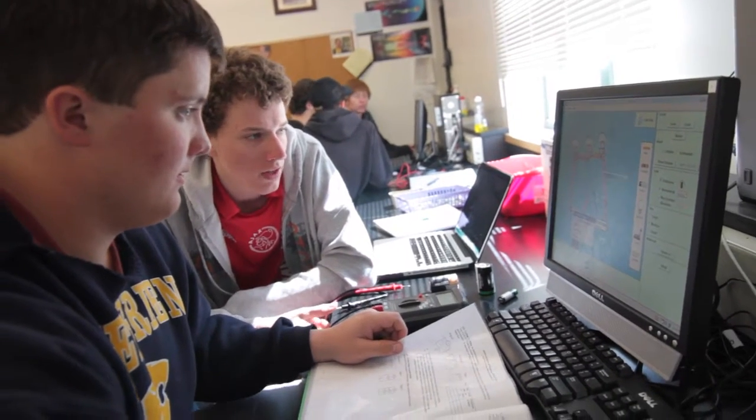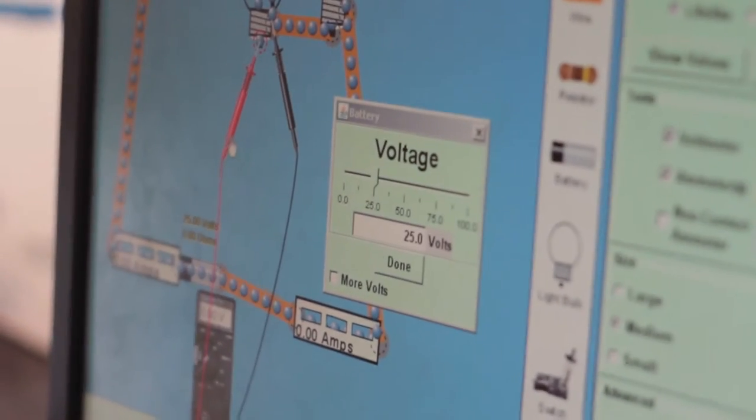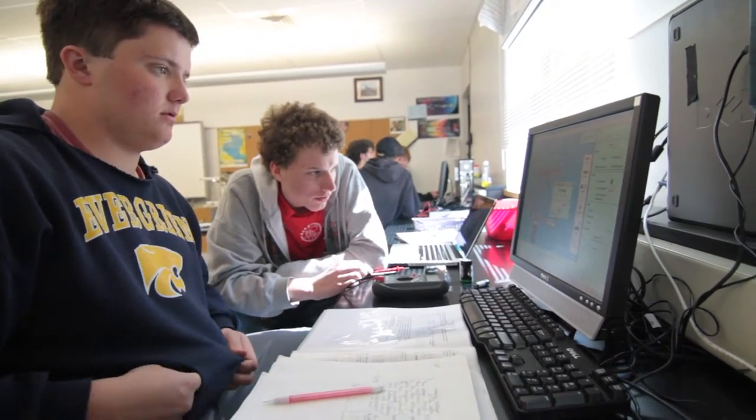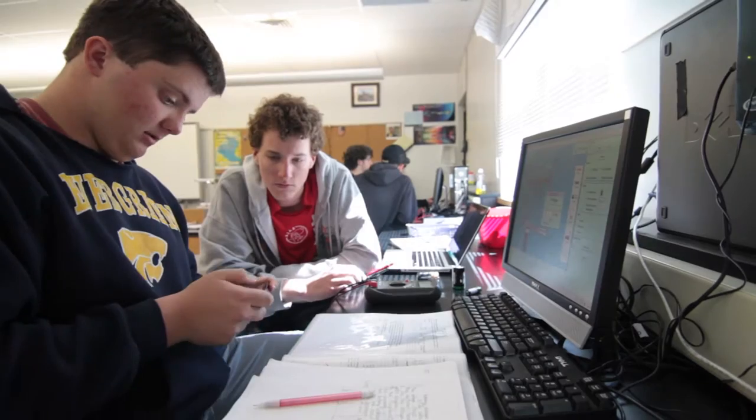Well, actually, what's the voltage of the light bulb? Will it be divided by 3 or is it square? It's 25? No, it's 8.8. So it's, let's see what it is.